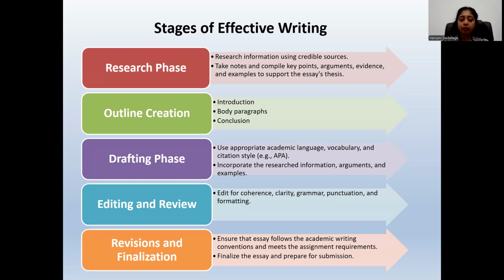And then as the fourth phase, make sure you do editing and review. Once you have written the draft, edit for coherence, clarity, grammar, punctuation, and formatting, which is a very important stage in effective writing. Finally, you can do revisions and finalization that ensures that the essay follows the academic writing conventions and meets the assignment requirements. And finalize the essay and prepare for your submission, which is the last stage of effective writing. So it is always good to follow these stages for effective writing.